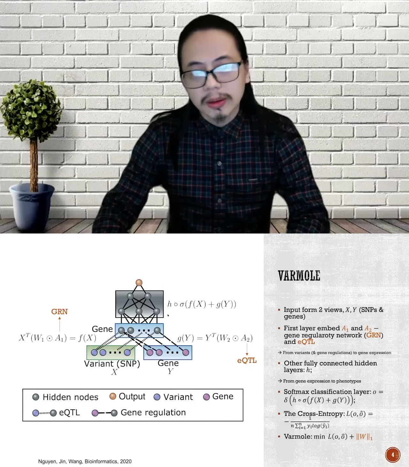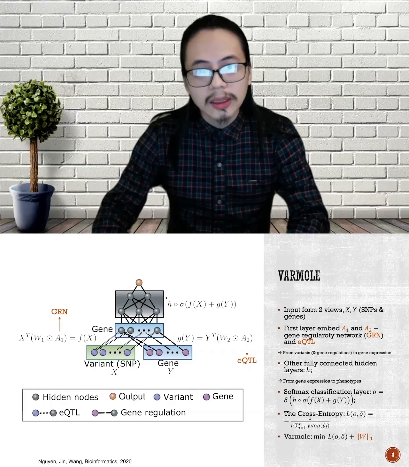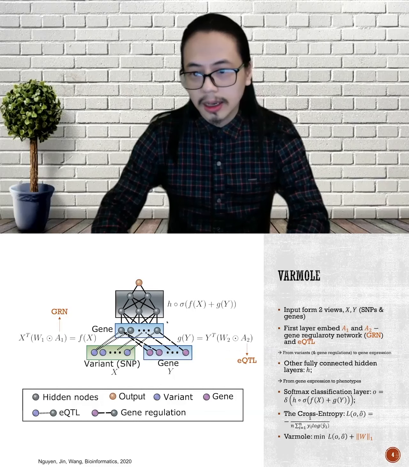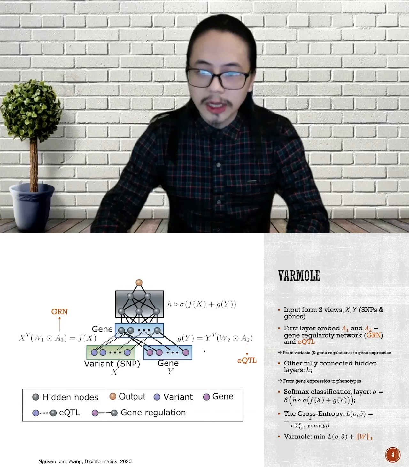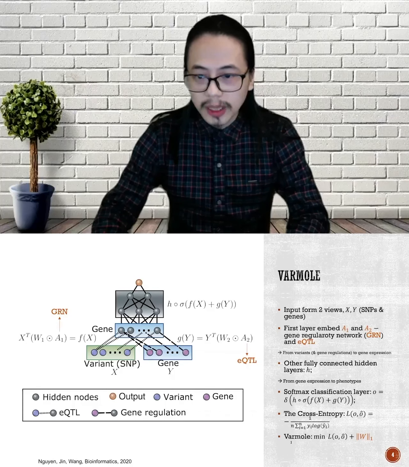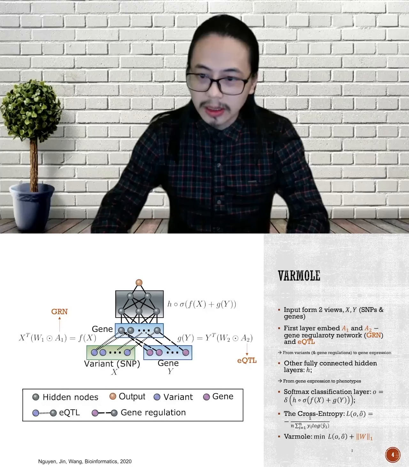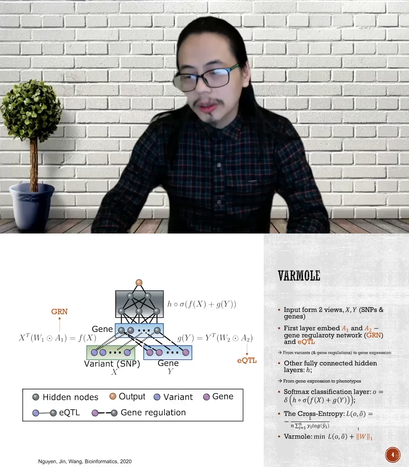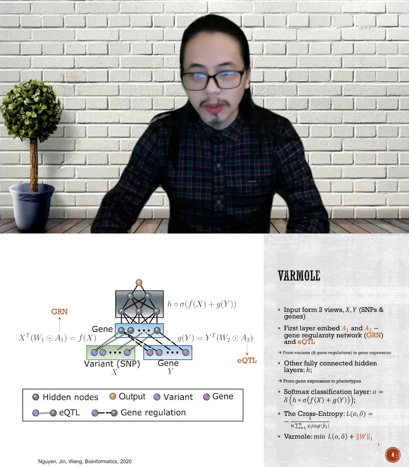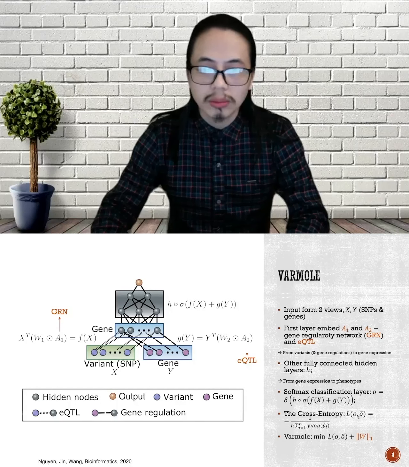And the second part contains multiple fully connected hidden layers. For disease classification, we use cross entropy, so that the full optimization problem of Varmole is specified by this. And we train Varmole with lasso regularization to deal with the problem of high dimension and low sample size, which is very common amongst biological data sets.